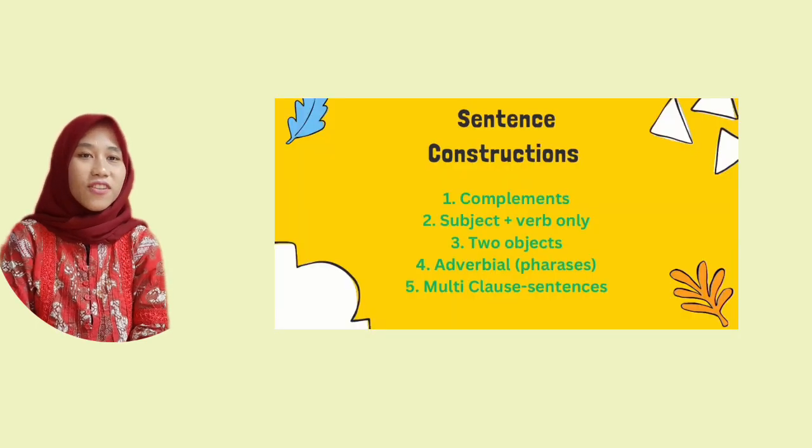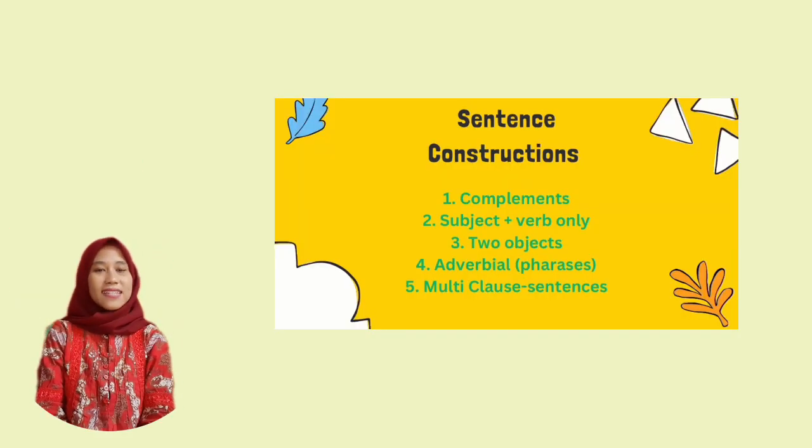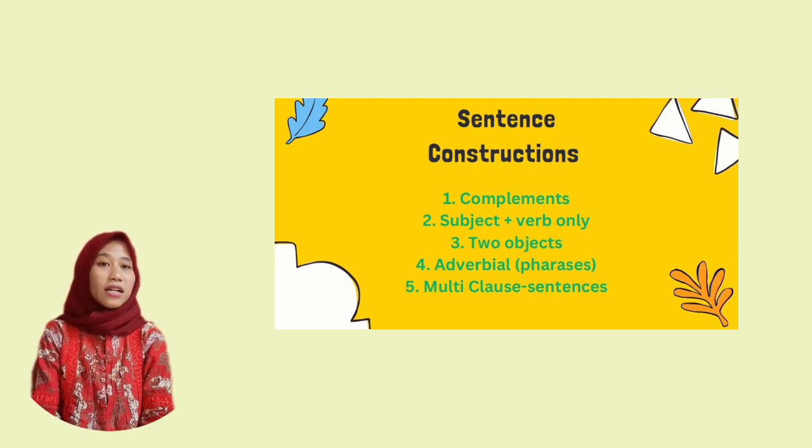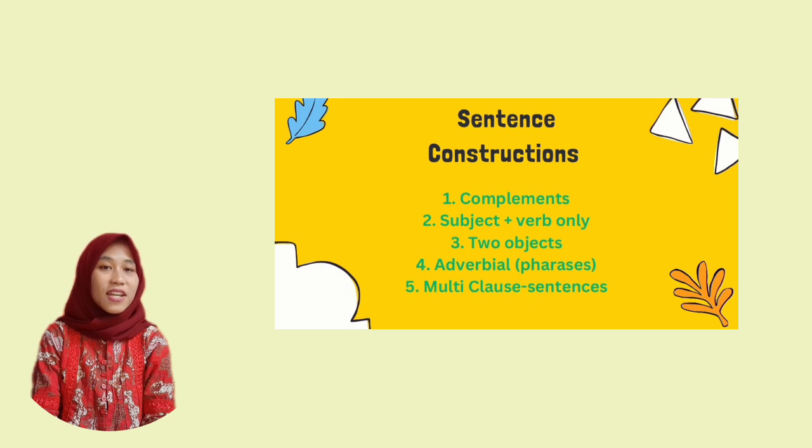The first one, I will explain about sentence construction. In sentence construction, we have a complement. A complement is used with verbs like be, seem, look, etc. to give information about the subject. For example, she looked gorgeous. Second, we have subject plus verb only. The example is they disagreed.